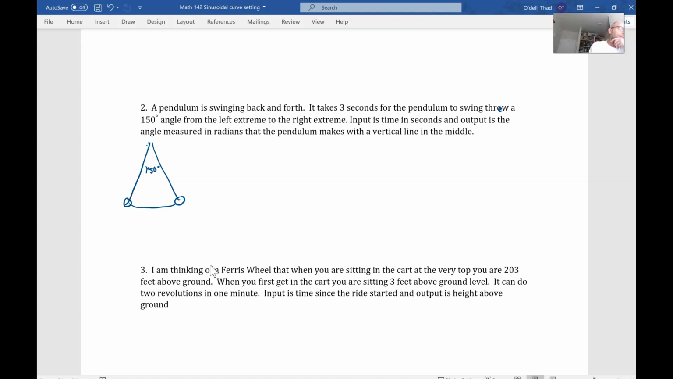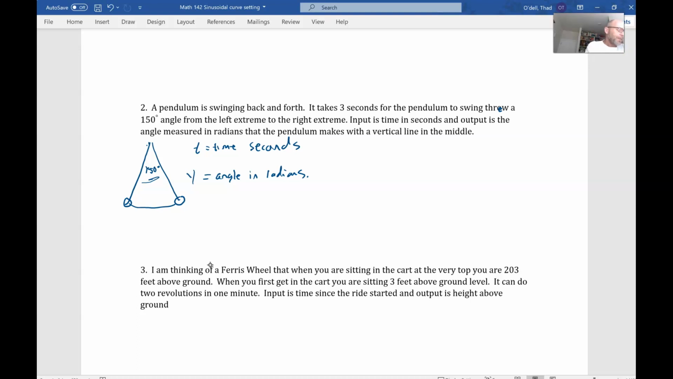So my t is going to be time in seconds, and my y is going to be angle in radians. So they give us the angle in degrees, but we're supposed to switch that into radians apparently.